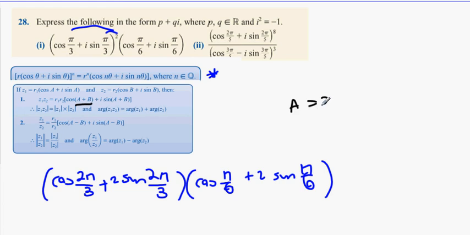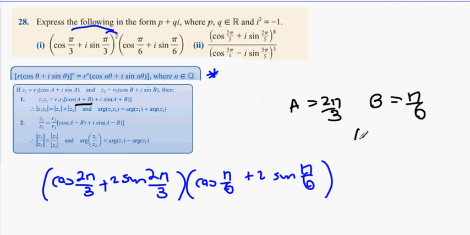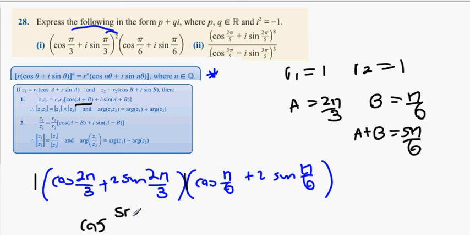So A equals 2 pi over 3, B equals pi over 6. So 2 pi over 3 plus pi over 6, and what we're going to get here is 5 pi over 6. Okay, so A plus B equals 5 pi over 6. R1 equals 1, because there's also 1 outside that and 1 outside that, so R2 equals 1. So R1 multiplied by R2 is 1 multiplied by 1, which is grand. And then we're going to get cos of A plus B, so it's going to be cos 5 pi over 6 plus i sine 5 pi over 6.